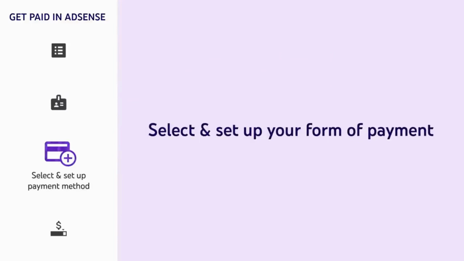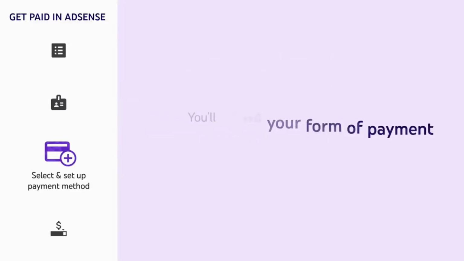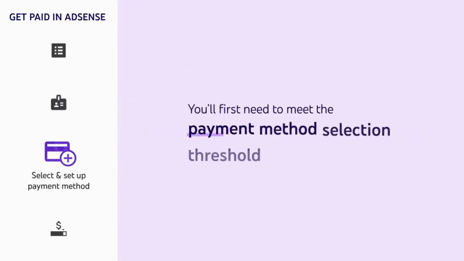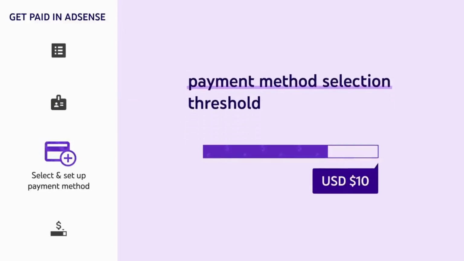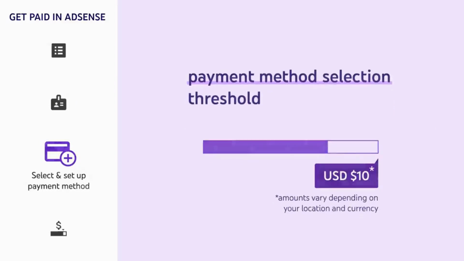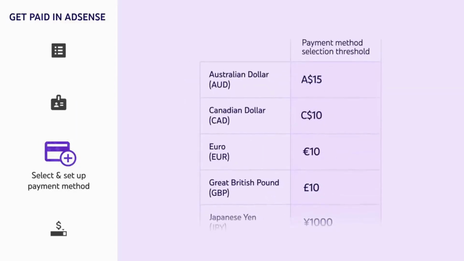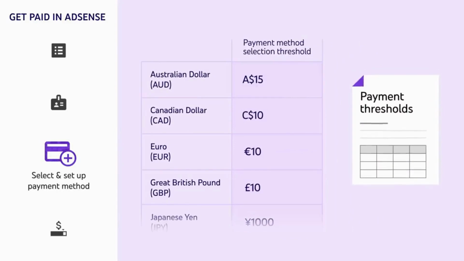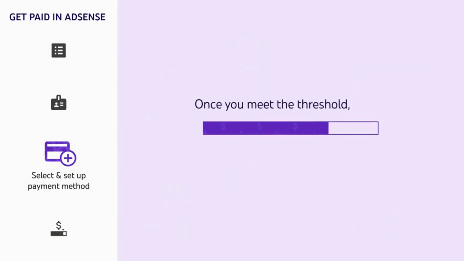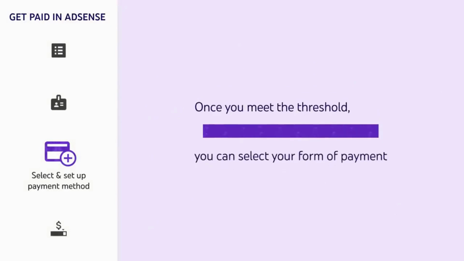Next, you'll need to select and set up your form of payment. To do this, you'll first need to meet the payment method selection threshold. This is $10 for people in the US, but the amounts vary depending on your location and currency. To see what your payment method selection threshold is, check out the Help Center article called Payment Thresholds, linked in the description. Once you meet the threshold, you can select your form of payment.